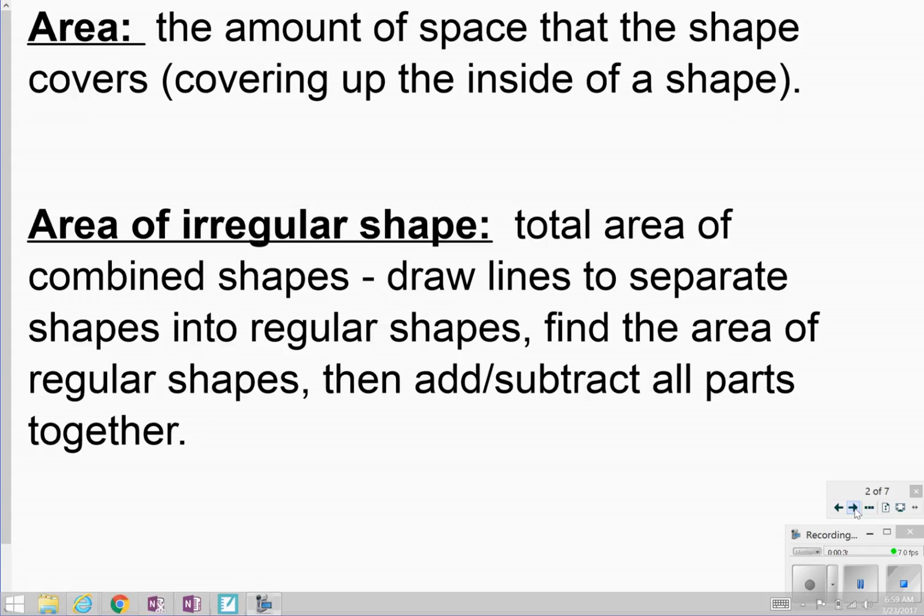Area of an irregular shape is the total area of combined shapes. So when you take several different regular shapes, like a circle, a square, a triangle, and you put them together, that makes a composite shape or an irregular shape. What you want to do is draw lines that will separate the irregular shape into regular shapes. You want to figure out where the squares or rectangles are in this shape. Find the area of those regular shapes, and then you're going to add or subtract them to find your total area. Let's do some practicing.